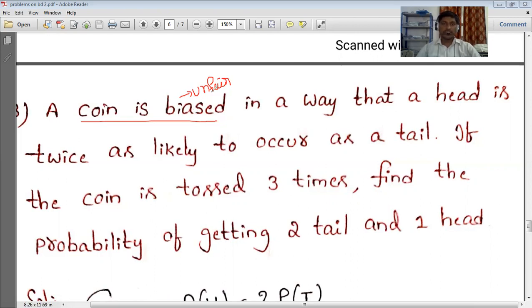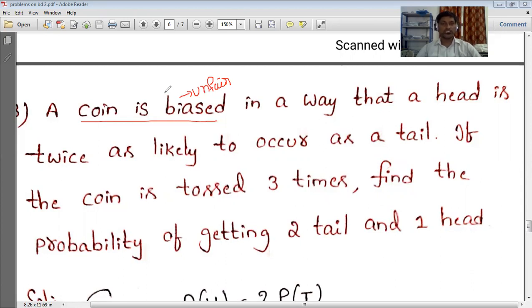It means that the probabilities of getting heads and tails are not equal, not an equal possibility. If you are tossing a coin, the number of heads may be more than the tails, or the tails may be more than the heads. When the probability of getting heads is more or less than that of tails, we simply say that it is biased.